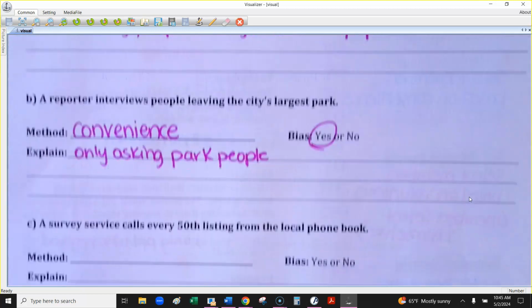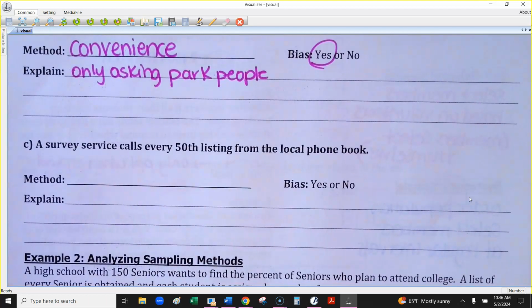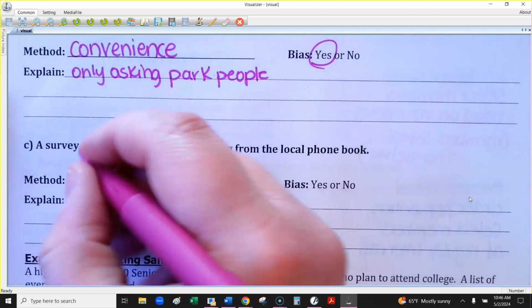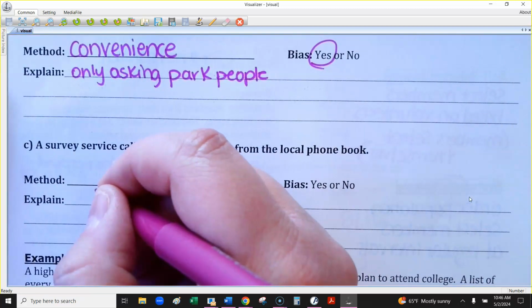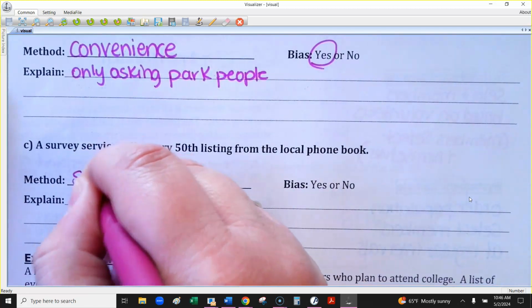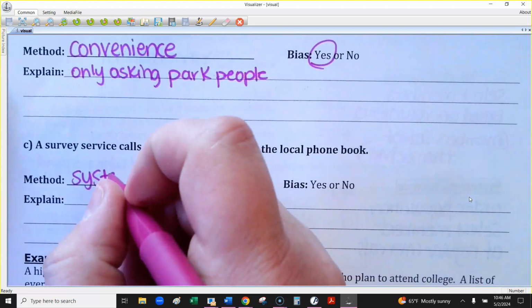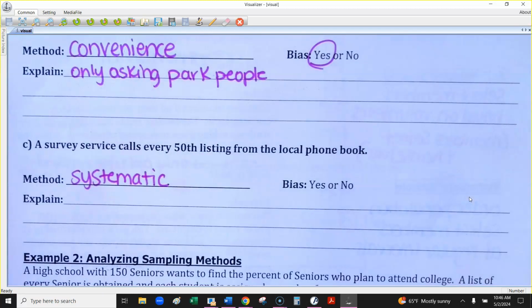Okay, yes, and Josh Hardy just said this one is systematic. A survey service calls every 50th listing from a local phone book. I don't even think they make those anymore, but pretend that they do. Do you guys even know what that is? Yeah. Okay. I don't think they've made them for at least 5 or 6 years. It might be longer than that. But this one is systematic.